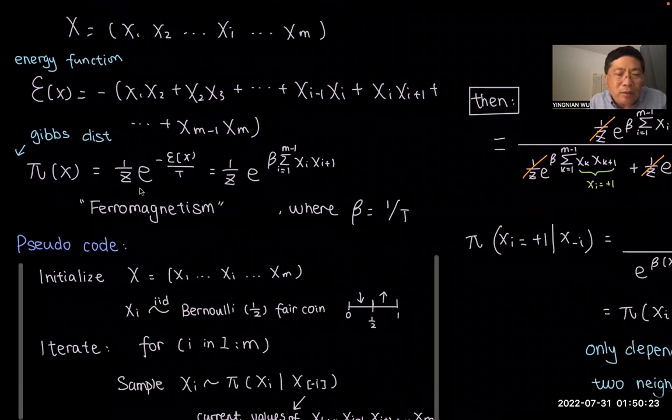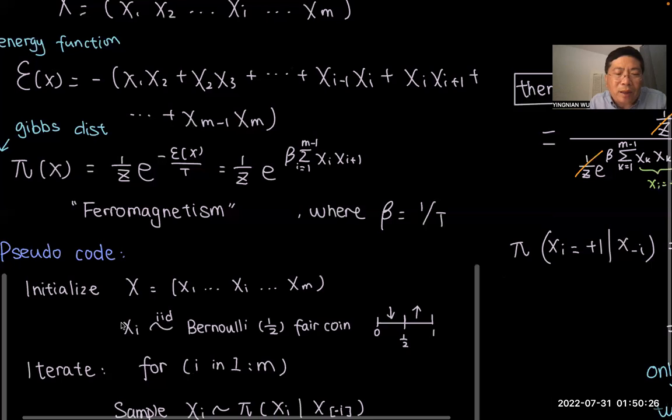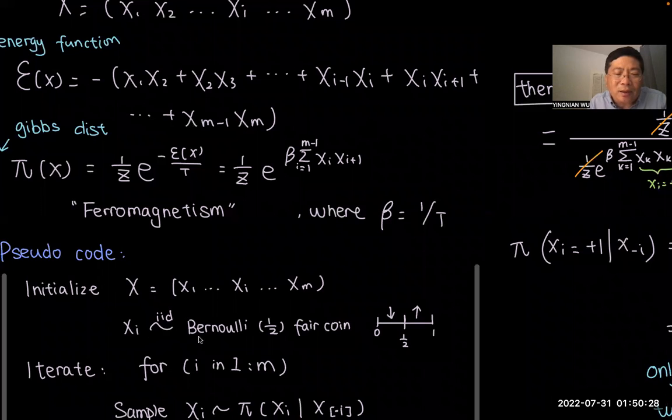So we initialize this x randomly. Each xi is obtained by a fair coin, or from the Bernoulli distribution. From the random number perspective, you just randomly generate a uniform random number from 0 to 1. If it is less than 1/2, you let xi be -1. If it is bigger than 1/2, you let xi be +1. So spin up and spin down. This is just a random flipping as our initialization.